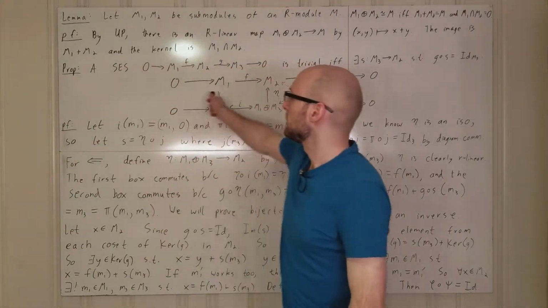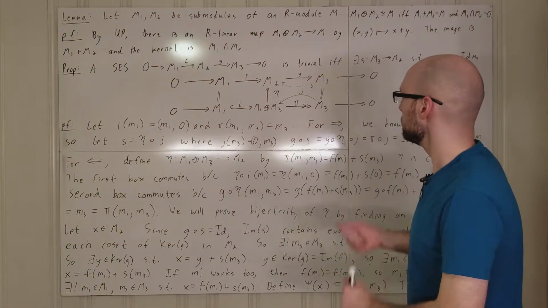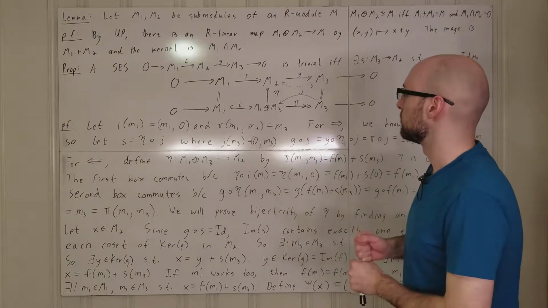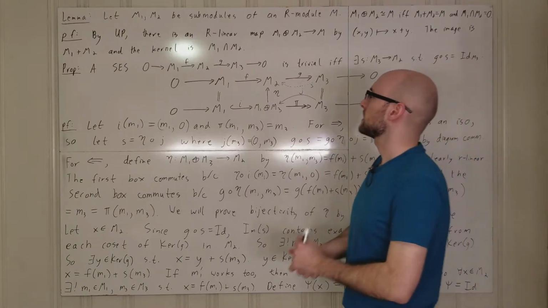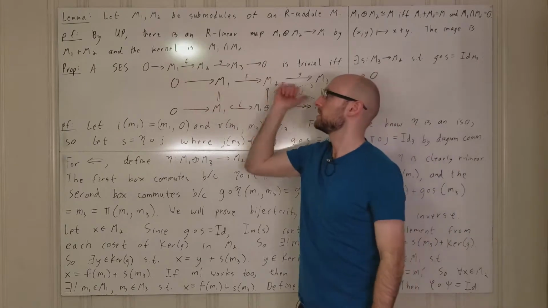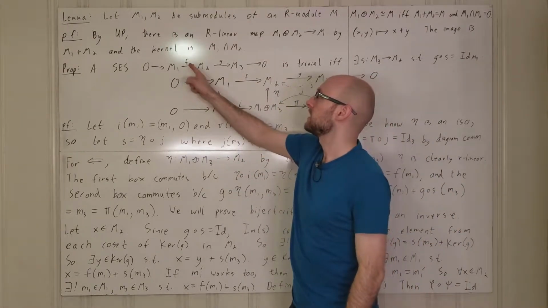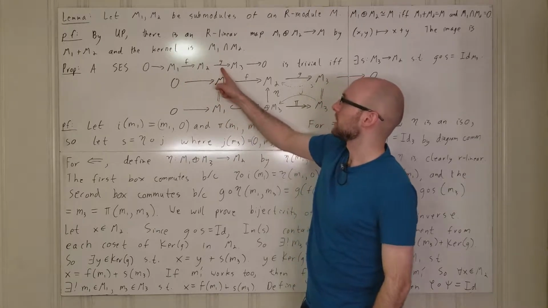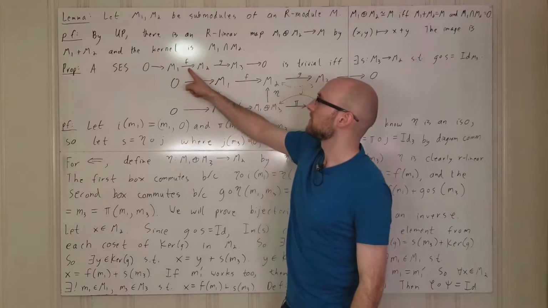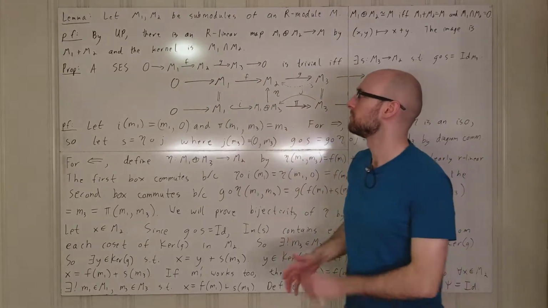All right, let's move on to this thing, because this is a long proof. So a short exact sequence going from 0 through to 0. Again, what does that mean? That means that f is injective, g is surjective, and the image of f is equal to the kernel of g. And of course, these are all module morphisms.